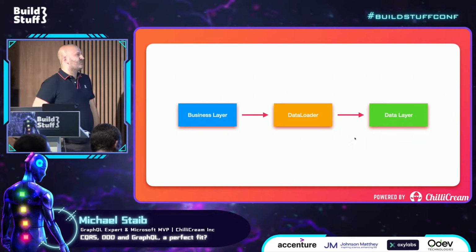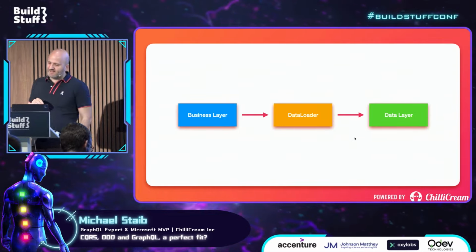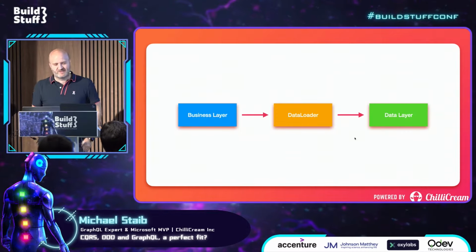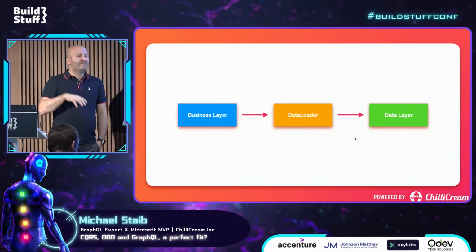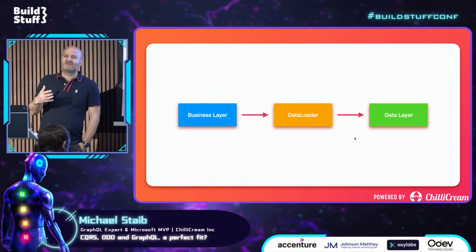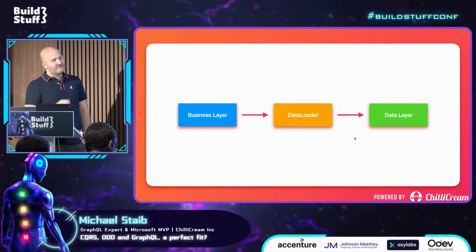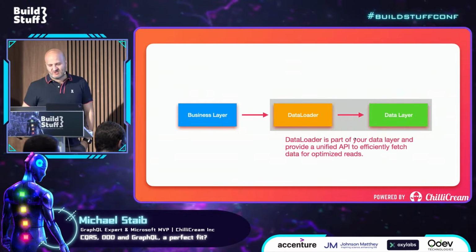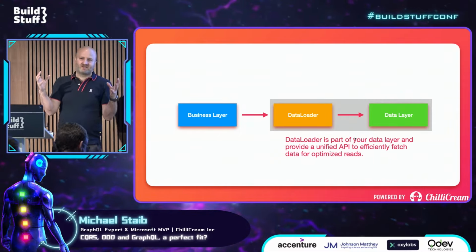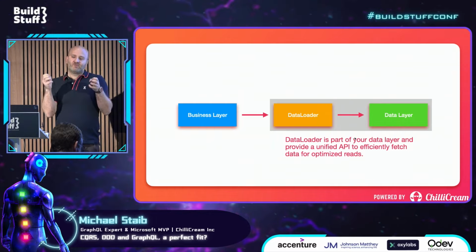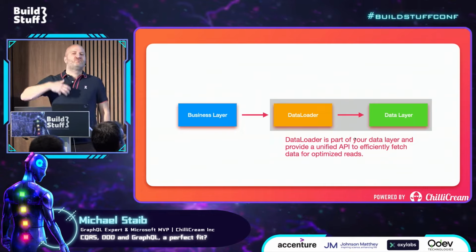So Facebook did a couple of design decisions that are important. Might be overwhelming in the beginning, but they make sense as we go along. So when we look at Facebook's business layer, they very early on had a thing that they called a data loader. A data loader is a tool for optimized data fetching. And it's really part of the data layer. It's a unified way to access a data layer and load data when you read data.